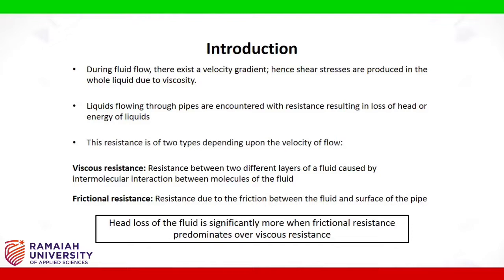Resistance between two different layers of a fluid caused by intermolecular interaction between molecules of the fluid is called viscous resistance. And the resistance due to the friction between the fluid and surface of the pipe is called the frictional resistance. Head loss of the fluid is significantly more when frictional resistance predominates over viscous resistance.